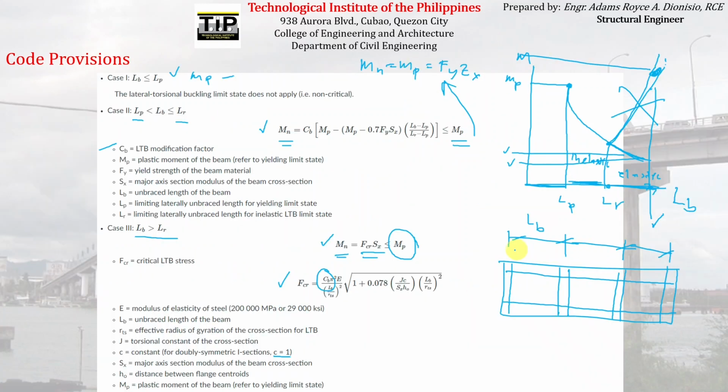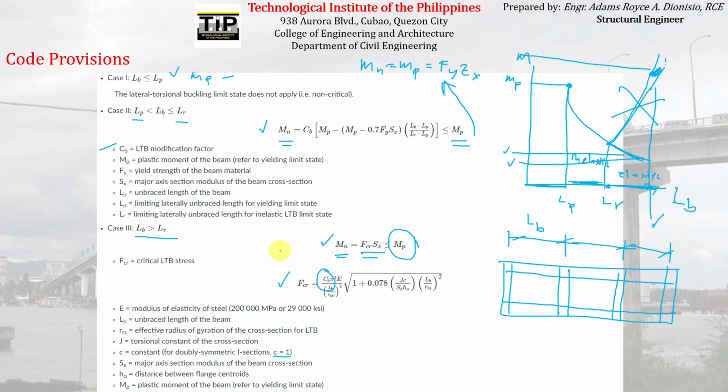So kung titignan niyo yung formula kung saan ba ginagamit yung Cb, for example here, Cb nasa numerator. Okay? So ano siya, directly proportional to Fcr. Ano bang nangyayari sa Mn, sa moment capacity, kapag yung Cb lumalaki, for example? Pag lumalaki yung Cb, yung Mn natin, lumalaki din yung moment capacity. Okay? Yung Cb, pag liniitan mo yan, yung moment capacity natin, lumiliit. Okay? Ano ba yung mas gusto nating dineclare na moment capacity ng material natin? Yung mas malaki or yung mas maliit? Okay? Naalala niyo pa ba yun?